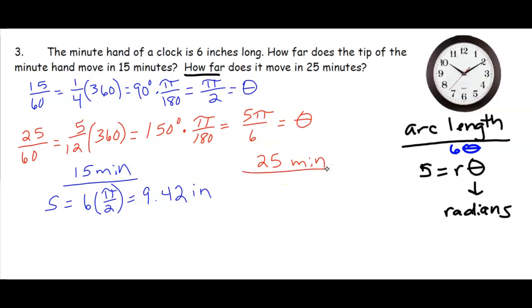And then when we go to do our 25 minutes, you're just going to do S equals r theta. It's the same radius, but our theta now is 5 pi over 6. Okay, and then if you punch that in your calculator, your arc length is 15.71 inches.